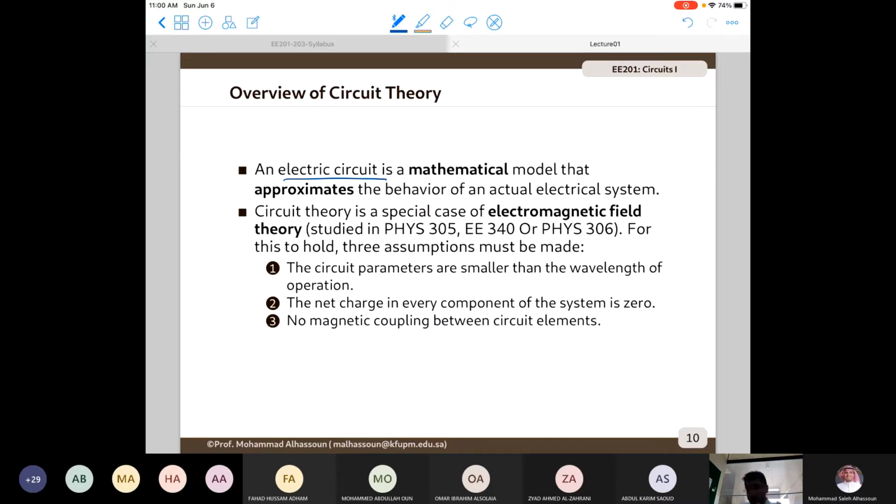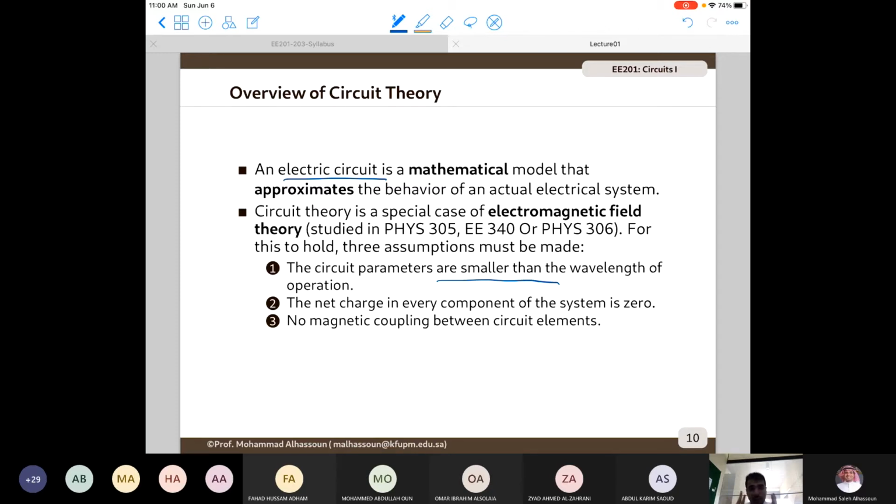For this assumption to hold, you have to have three important criteria. The first one is that the circuit parameters must be smaller than the wavelength of operation. We'll talk about the wavelength. The wavelength, from Physics 102, is related to the frequency. It's the distance that the wave covers in space before it completes one oscillation or one cycle.